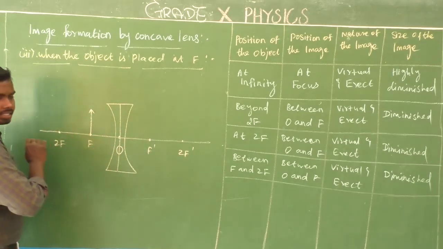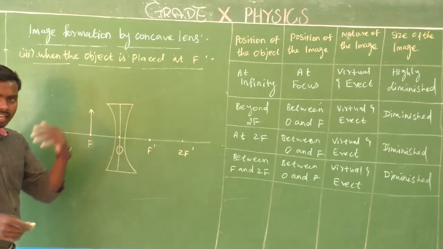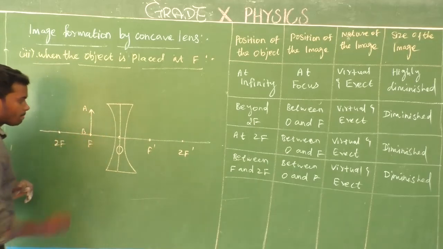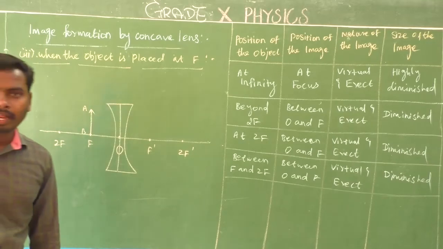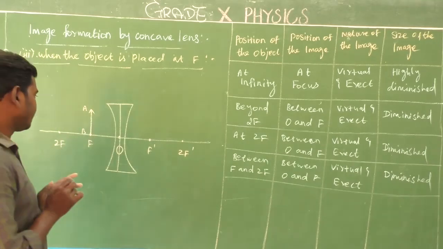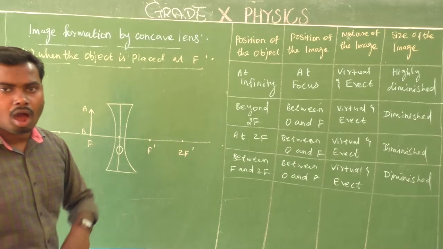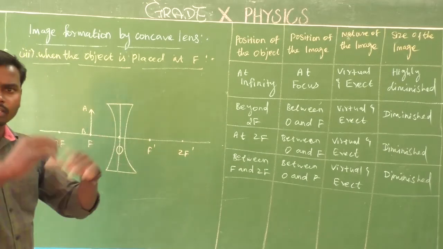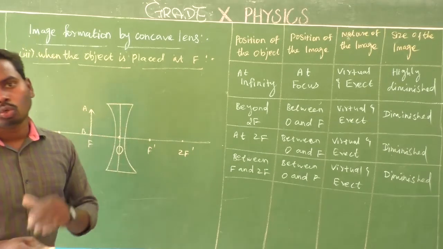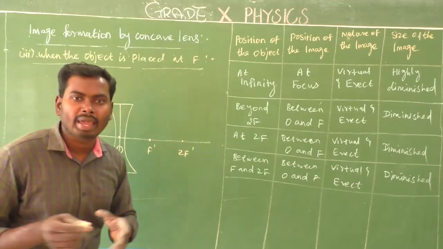Okay, so this is the object. Consider the object size: top of the object A and bottom of the object B. The object is placed where? At focus. Is it clear? Yes. So light rays are coming from an object placed at focus. How many light rays are coming? But I am going to take just 2 rays, because just 2 rays are needed to make an image.